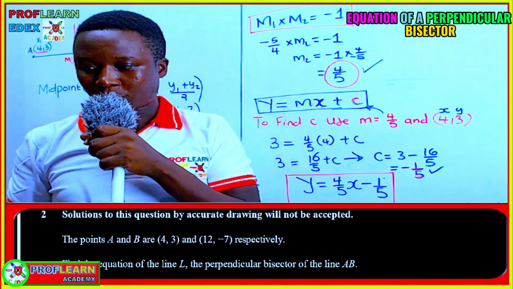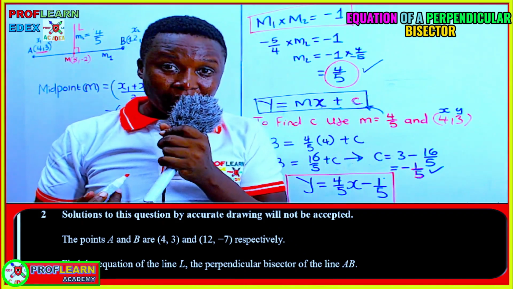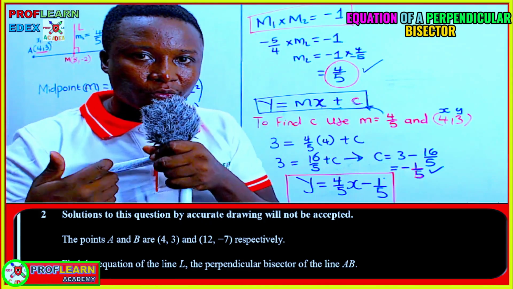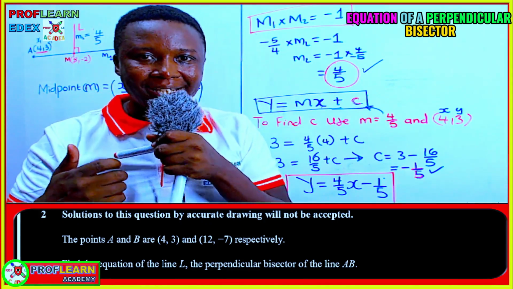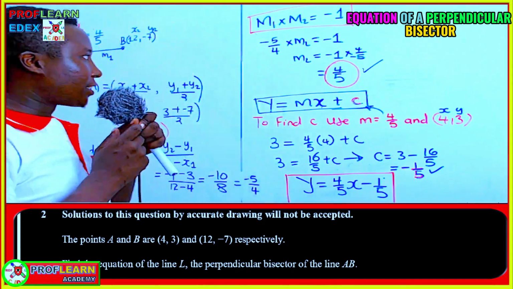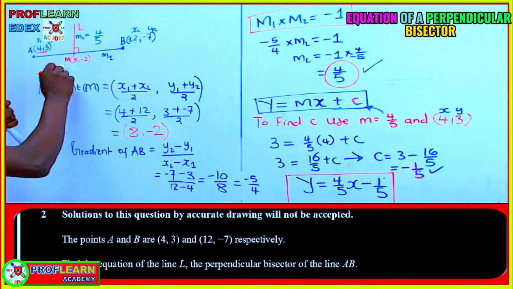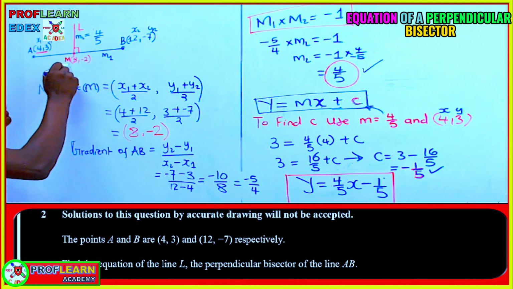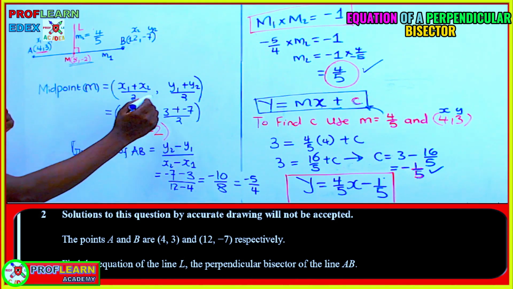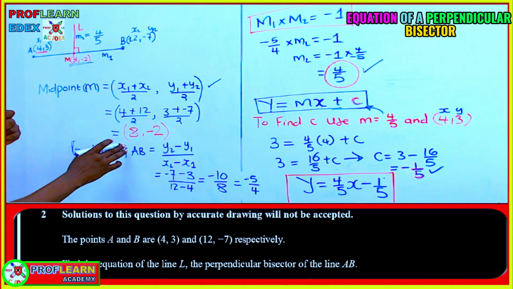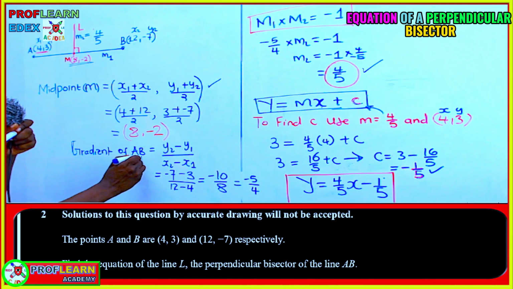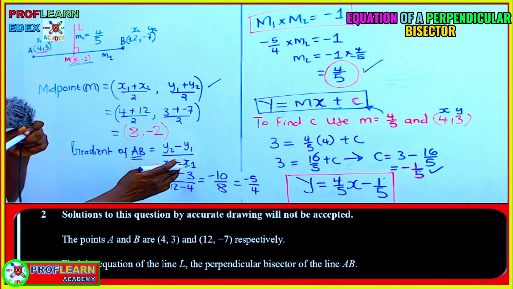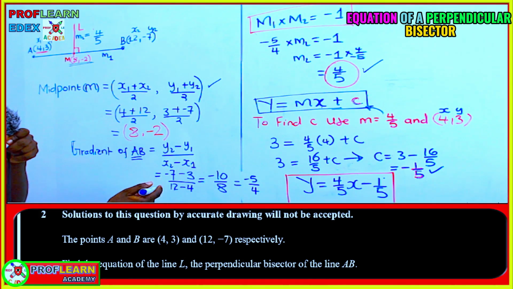And that's what you're supposed to do in order to earn all the marks when finding the equation of a perpendicular bisector. First thing to do is to find the midpoint of the 2 points, and the midpoint we got here using this particular formula. Second step is to find the gradient of line AB using this formula, y2 minus y1 over x2 minus x1. You get it?